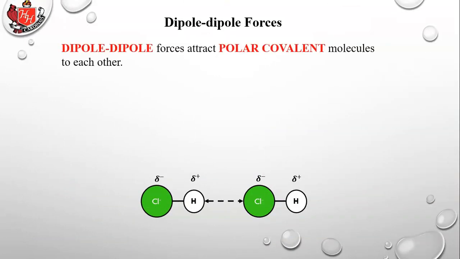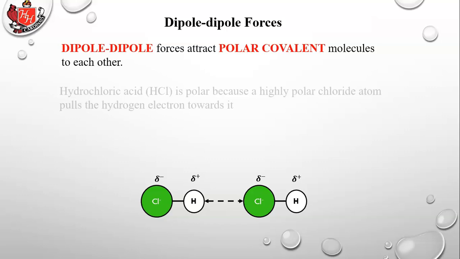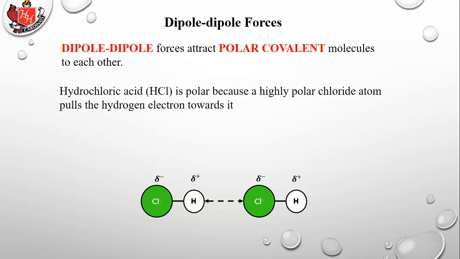Dipole-dipole forces attract polar covalent molecules to each other. So hydrochloric acid, HCl, is polar because a highly electronegative chlorine atom pulls the hydrogen electron towards it. So you can see there's that squiggly line with the negative and the squiggly line with the positive. That's the Greek letter delta, lowercase delta, and that represents a polar molecule. So delta negative means the negative end of a polar molecule, and delta plus represents the positive side of a polar molecule.